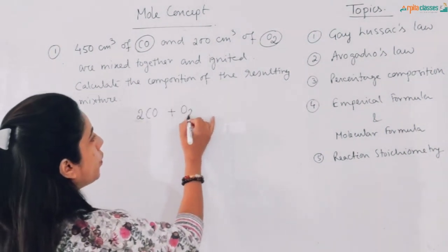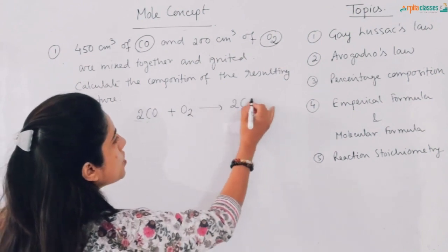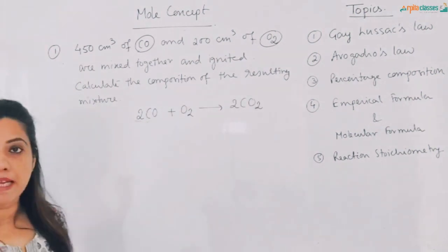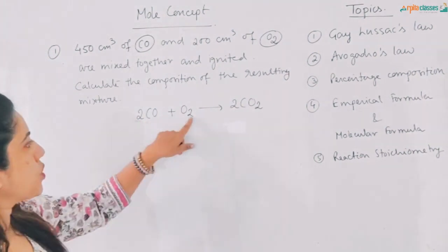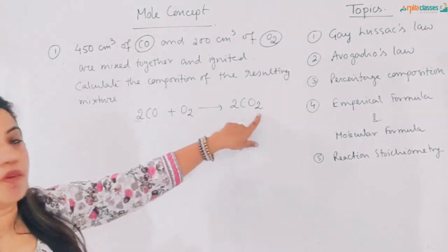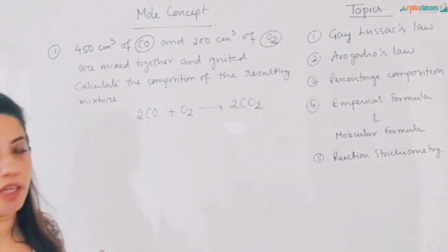2CO plus O2 gives us 2CO2. This is a balanced chemical equation. You can see 2 carbon here, 2 carbon this side. 2 plus 2 oxygen, 4 oxygens, 2 to the 4 oxygen. So it is a balanced chemical equation.